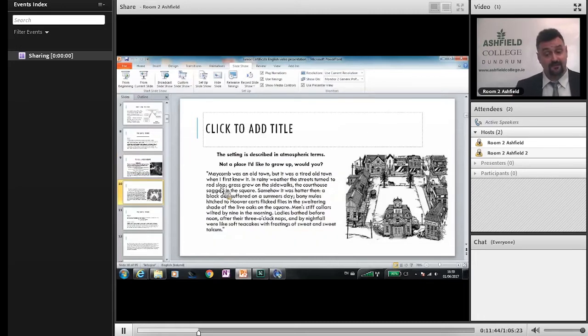The setting is then described in the opening pages, and it's described in very atmospheric terms. And you're left with the sense that it's not really a place I'd like to grow up. Is it a place you'd like to grow up?